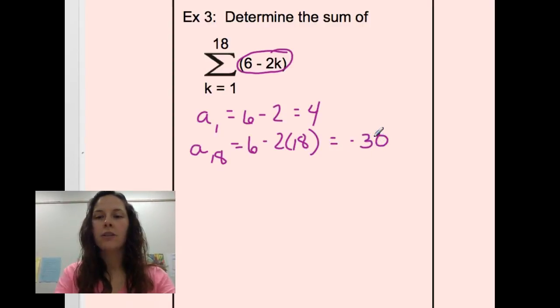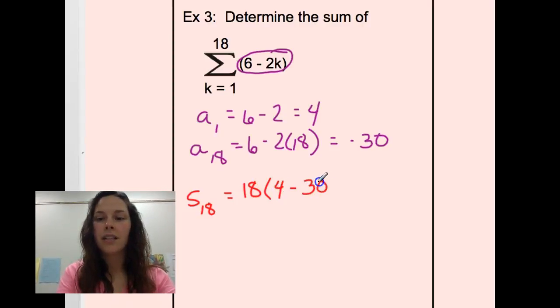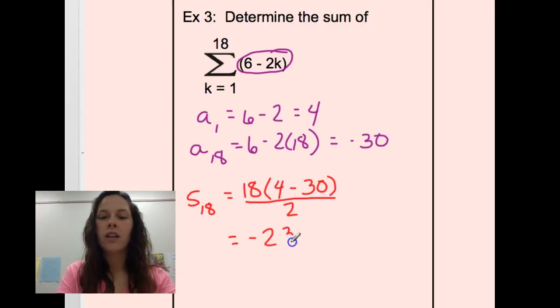And then I can use my sum formula. So the sum of the first 18 terms is the number of terms times the first term plus, in this case, minus the last term, all over 2. And this time I have a sum of negative 234.